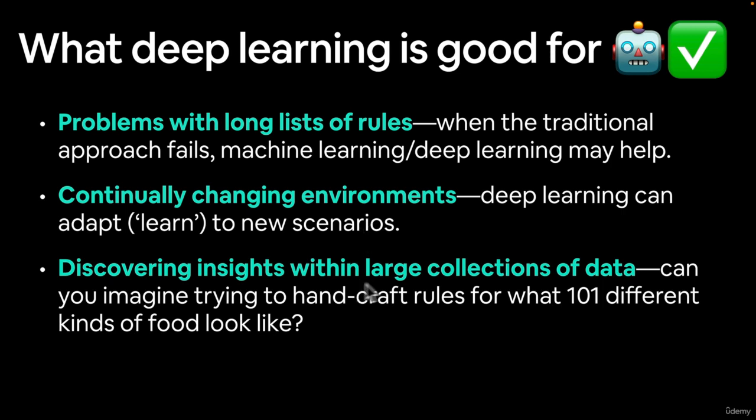So with problems with long lists of rules or continually changing environments, or if you had a large data set, this is where deep learning is flourishing in the world of technology. So let's give an example.